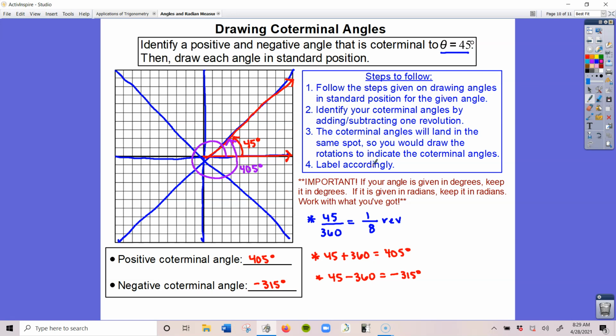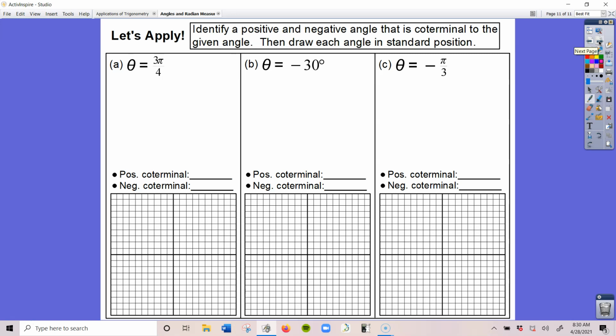Now the negative coterminal angle means that it opens in the opposite direction. So I would start in standard position and then open in the other direction back to its terminal side. So this is the negative 315 degrees. So again, the actual angle never changes, it's just the rotations that change. So let's practice. So here we have a mixture of degrees and radians. And as I had put in red in the previous slide, if you are given radians, please keep your angles in radians. If you are given degrees, keep your angles in degrees when it comes to drawing these angles.